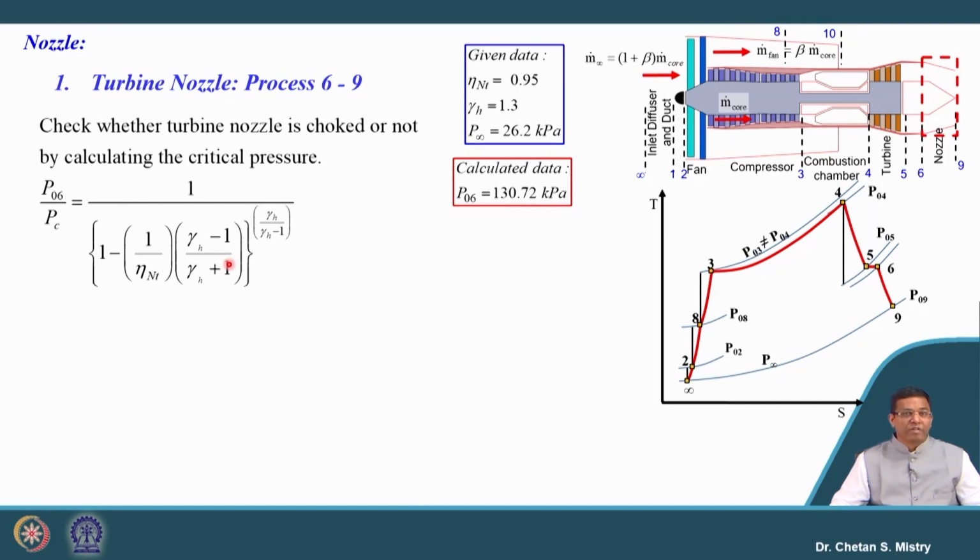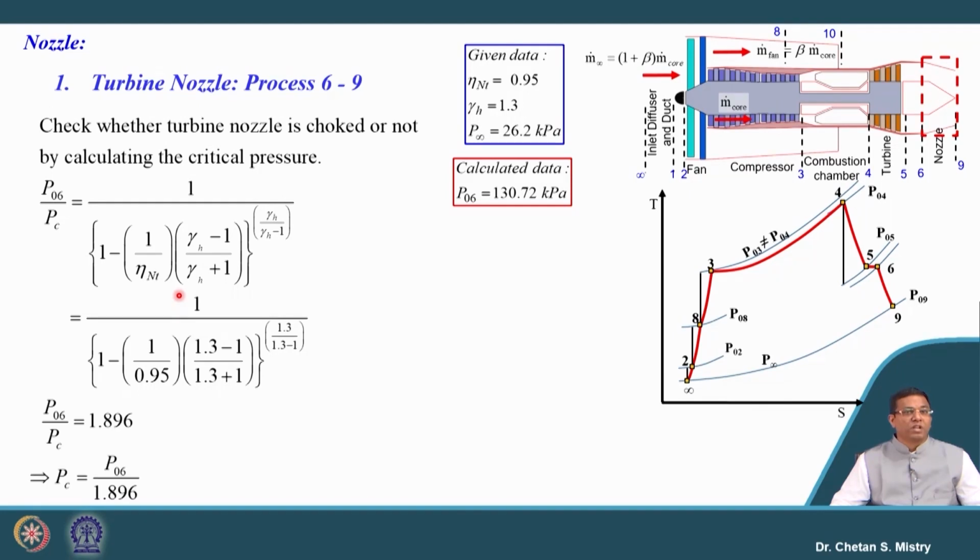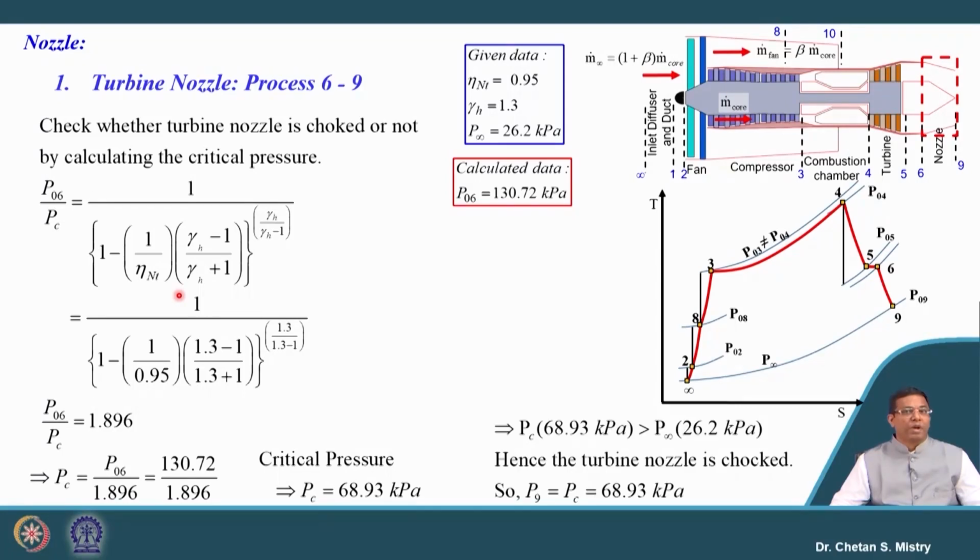Okay. Now, let us do the calculation for the turbine nozzle. The very first thing we will do is the calculation for critical pressure. This critical pressure we correlate in terms of nozzle efficiency and gamma value, or specific heat ratio. If we put in these numbers, we will get the critical pressure, and this critical pressure comes to 68.93 kilopascal. Now, let us compare this.